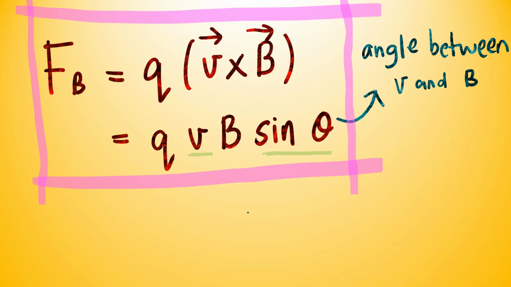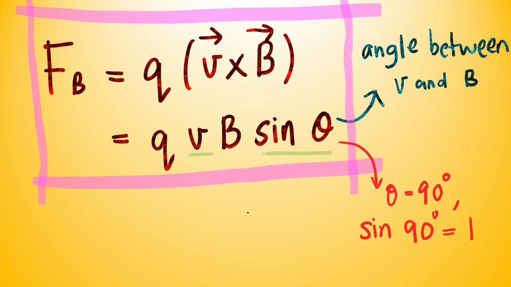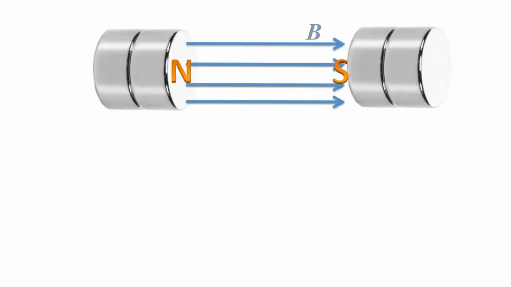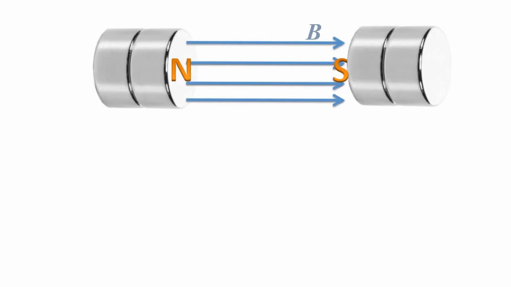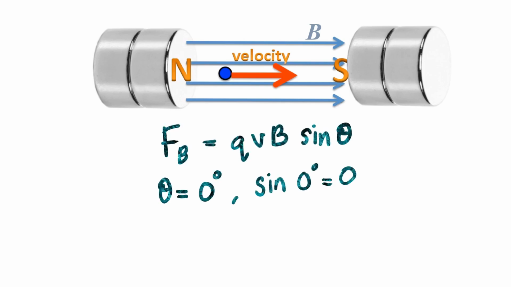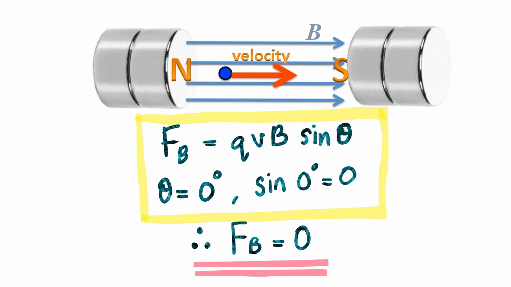And for every animation we saw just now, the angle is always 90 degrees. So sine 90 is equal to 1. However, imagine we had a magnet arranged like this, and the charged particle is traveling along the same direction as the field. For this situation, the angle between V and B is 0. The V and B vectors are parallel to each other, so the angle is 0, and the sine of 0 is 0. So in this situation, there will be no magnetic force.